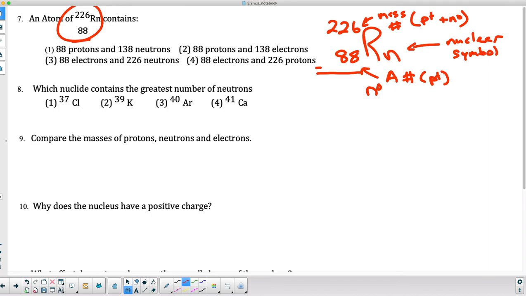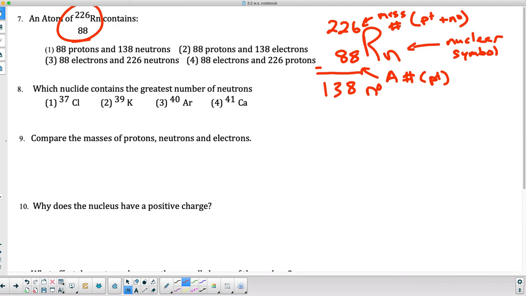And if it gives you a nuclear symbol and says, what's the number of neutrons for this atom? Nuclear symbols are for one atom because it's the mass number, and mass numbers are for just one atom. Then I would subtract the 88 here, and what would that be? That would be 138 neutrons. And that's how you would do that.